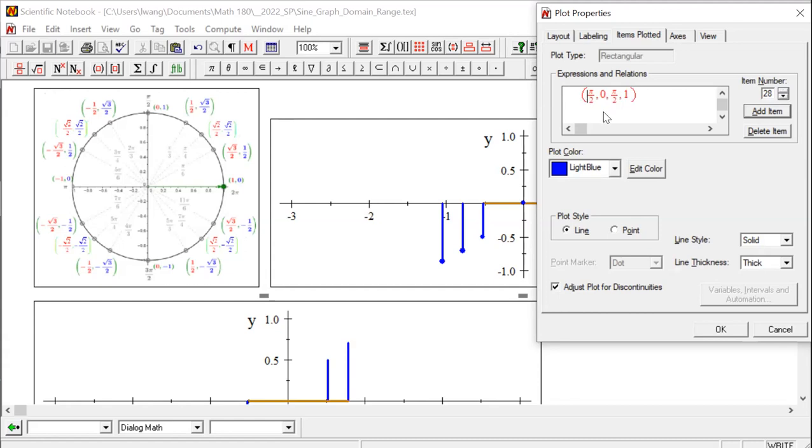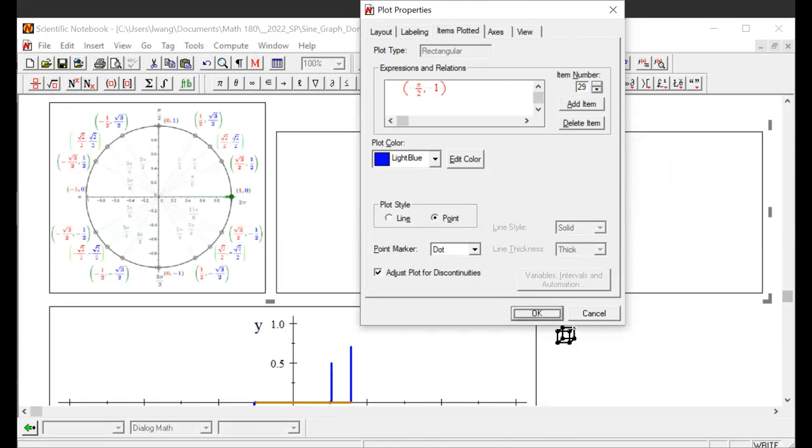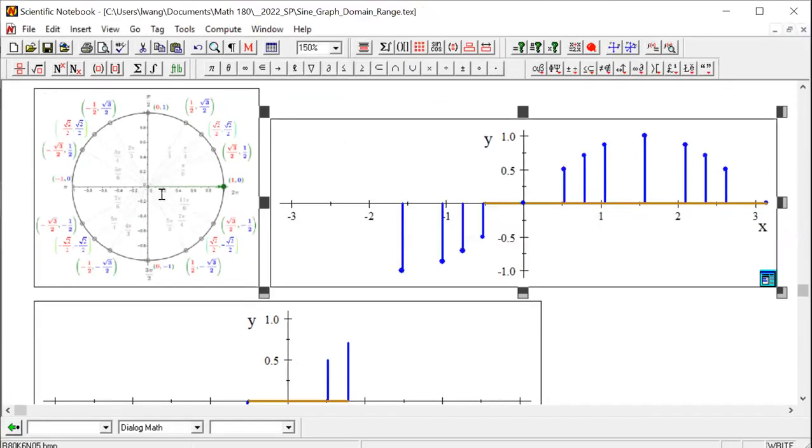When it's negative pi over 2, the ratio is -1. So we get to this point, okay? And now we have this entire quarter of the circle finished. Okay, so we've done negative pi over 6, negative pi over 4, negative pi over 3, and negative pi over 2. Continue.